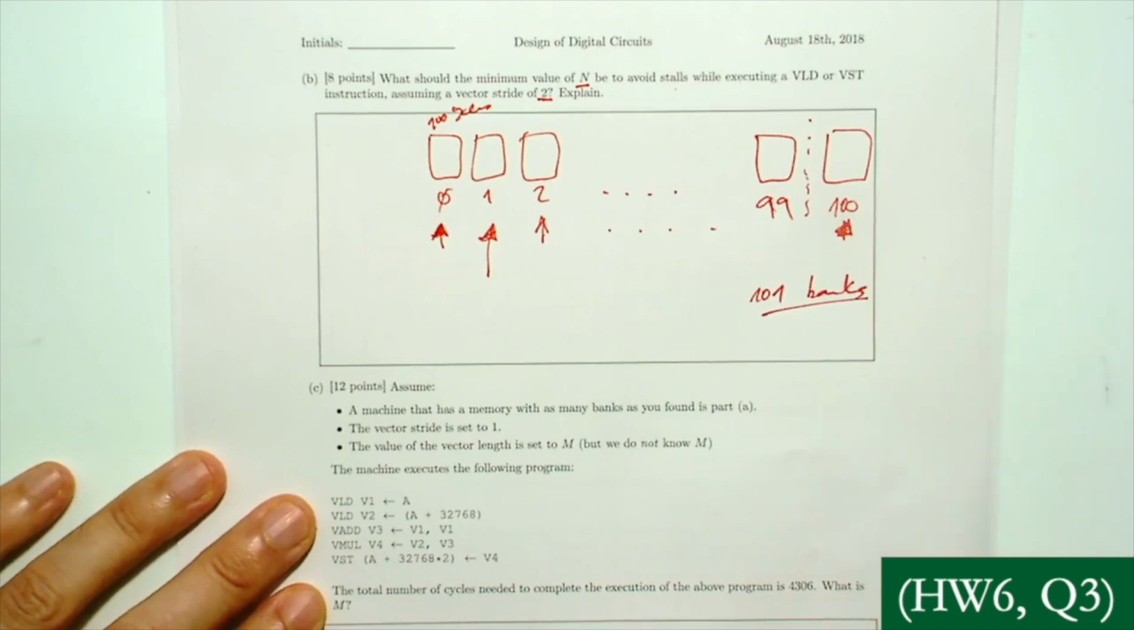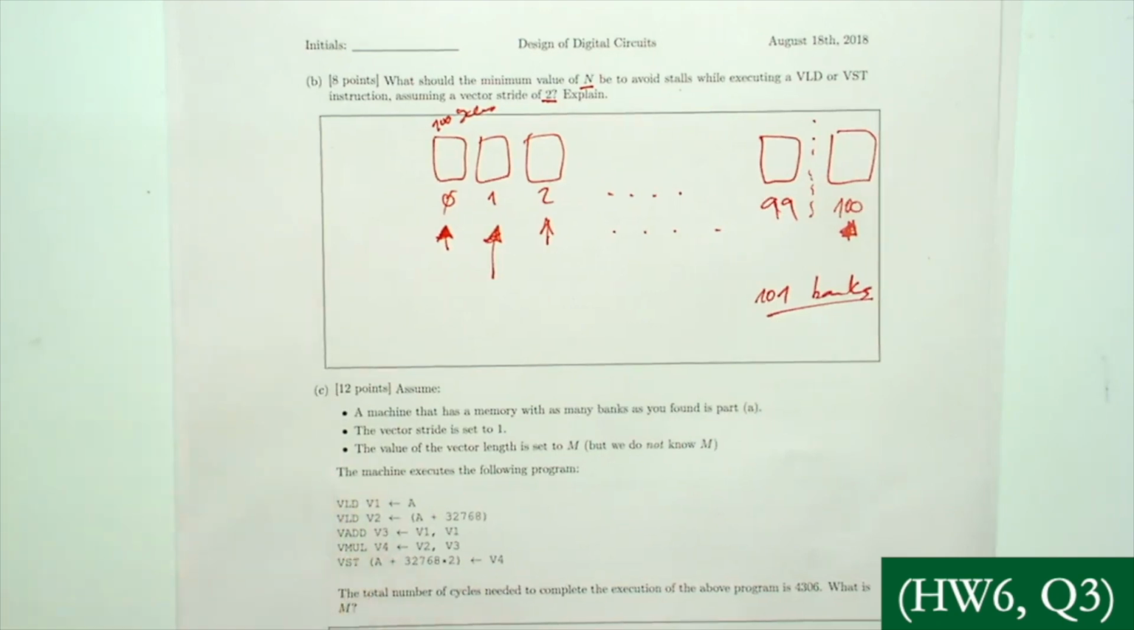If you have to explain why we say 101, could we also say the greatest common divisor of 101 and 2, the number of banks and the stride, is 1? Yes. And then full stop, that's okay. As far as a reasonable answer, it is okay.